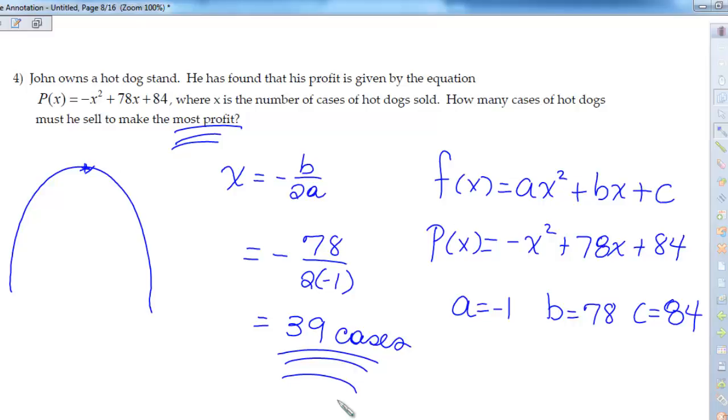If we were interested in knowing what that profit was, then we would take the 39 cases, plug it into our profit function, and then we would know exactly what that profit was.